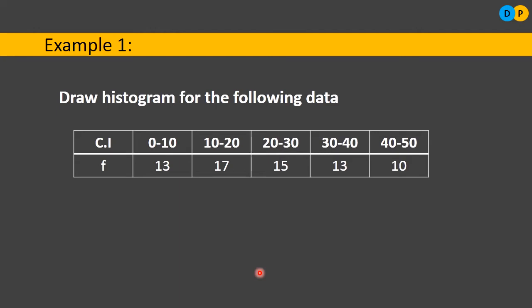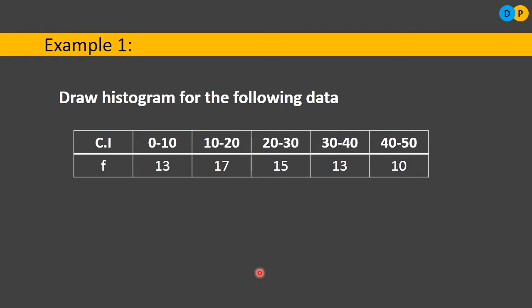The first problem here is: draw histogram for the following data. So what is the given data? We have been presented with class interval, along with the class interval, frequency is also given. The class intervals are 0 to 10, 10 to 20, 20 to 30, 30 to 40 and 40 to 50. If you observe, all the class intervals are of equal width. What is the width? The width C here is 10, that is, 0 to 10 has width 10, 10 to 20 width is 10.